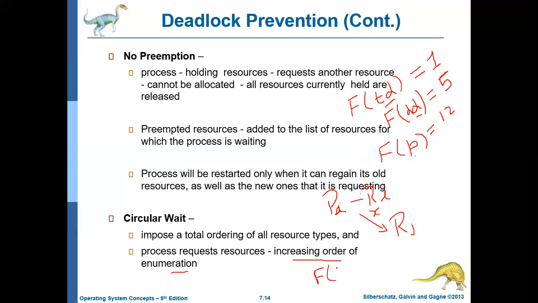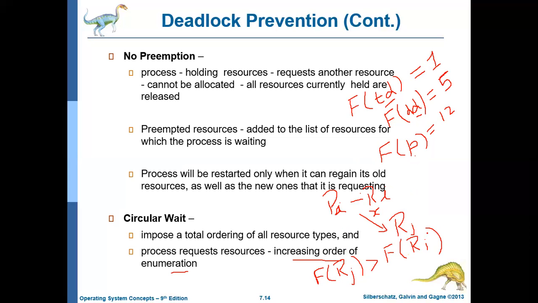f of rj is greater than f of ri. Otherwise, even if some instances of rj are available, it won't be allocated. Then the process should release ri, first take rj, and then take ri.